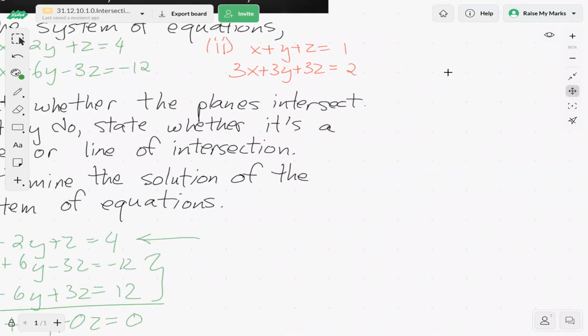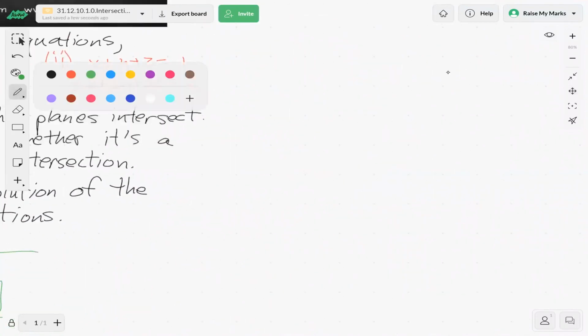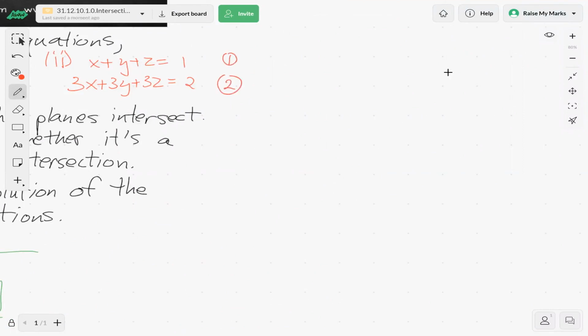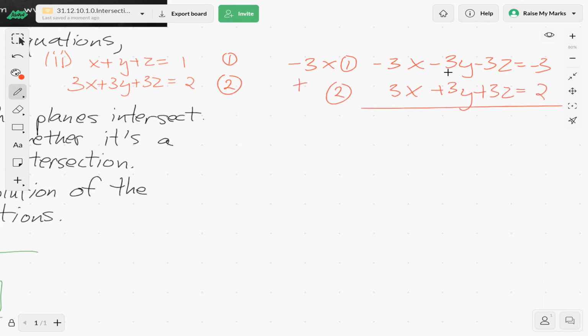Now let's look at the second one. Let's do the red one off to the right here. Again, let's label our equations, or our planes, 1 and 2. Let's do negative 3 times plane 1. That gives us negative 3x minus 3y minus 3z equals negative 3. And of course, we have plane 2, so 3x plus 3y plus 3z equals 2. Now we're going to add these two. We get 0x plus 0y plus 0z equals negative 1, or 0 equals negative 1.